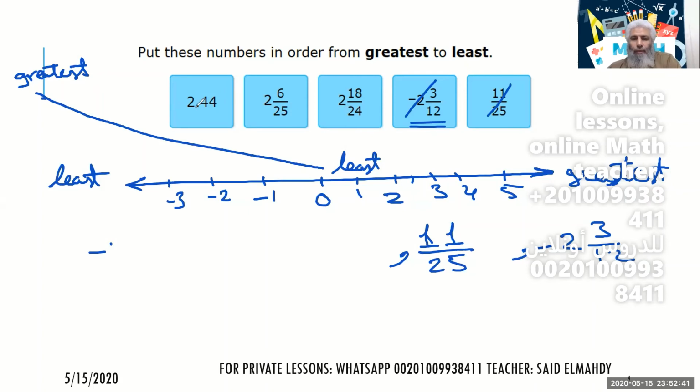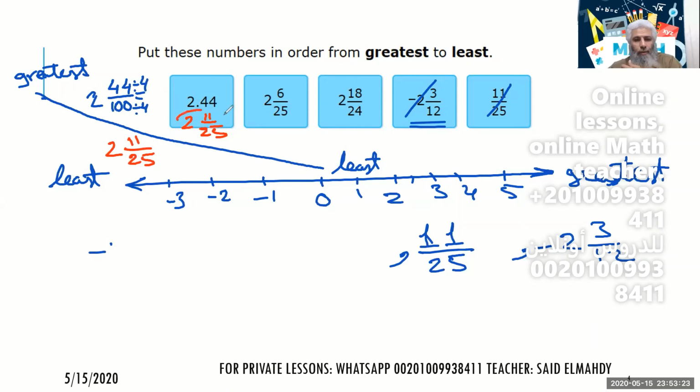Now we need to calculate. 2.44 is equivalent to 2 and 44 over 100. So if we divide 100 by 4 and divide the numerator by 4, we will get what? 44 divided by 4 is 11. 100 divided by 4 is 25. Now, instead of this, we can have 2 and 11 over 25. And this is 2 and 6 over 25, and this is 2 and 18 over 24.